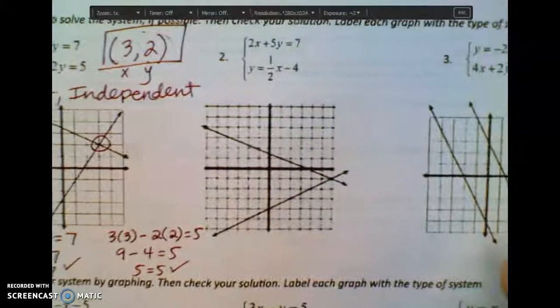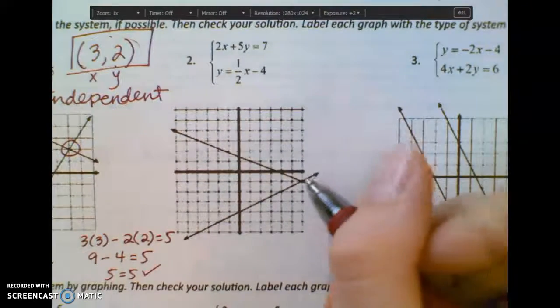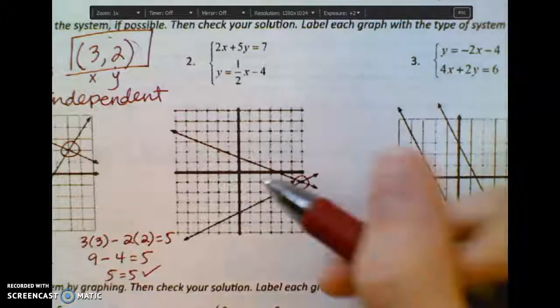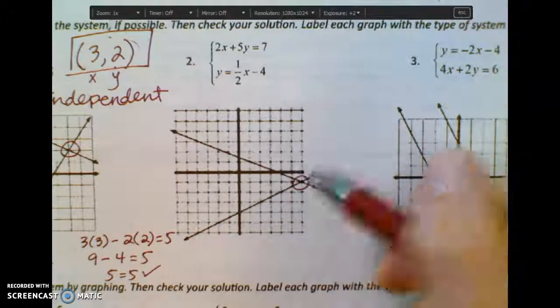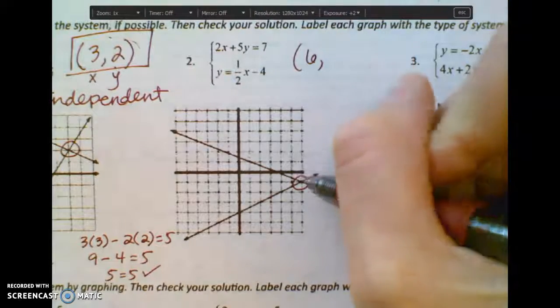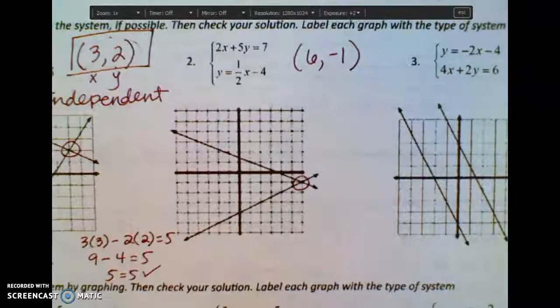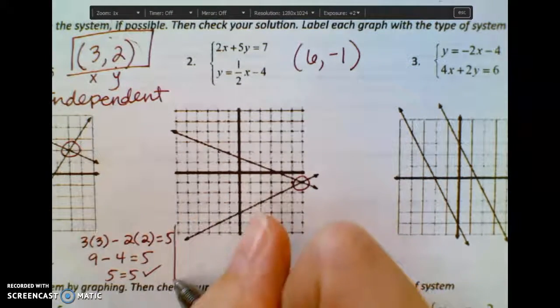First thing we want to do is find our solution. Well, we just need to look at where they cross. So they cross at 1, 2, 3, 4, 5, 6, x value of 6, y value -1. So that is our solution, at least we think it is. So let's go ahead and check it to make sure it is our solution.